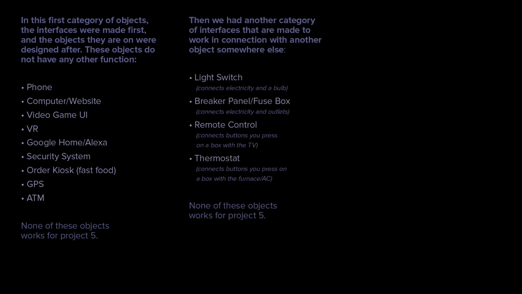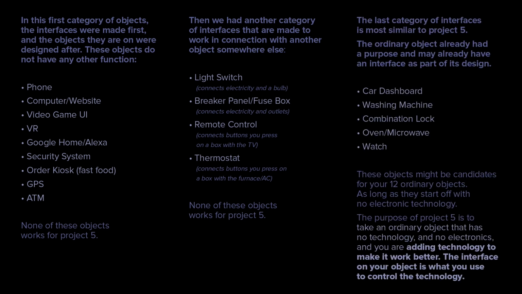Then we had another category of interfaces that are made to work in connection with another object. So a light switch connects electricity and a bulb. A breaker panel connects electricity and outlets, and so on. So none of these objects work for Project 5. The last category of interfaces is the most similar to Project 5. The ordinary object already had a purpose and may already have an interface as part of its design. These objects might be candidates for your 12 ordinary objects, as long as they start off with no electronic technology.